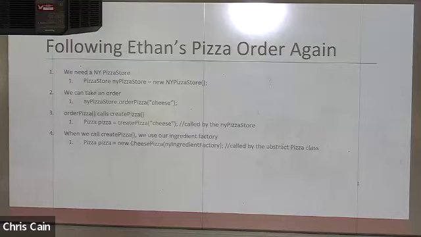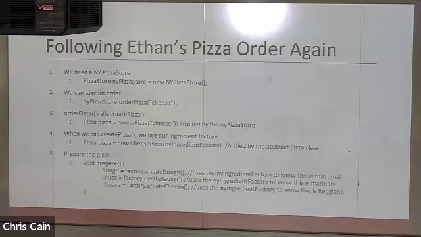Once we're inside of this, we're able to prepare the pizza. So we make the associated dough, sauce, and cheese from our factory. So we create the dough, we create the sauce, and we create the cheese. Since this was done with a New York ingredient factory, we know that the crust is going to be a New York style thin crust. We know the sauce is going to be the New York style marinara sauce. And we know the cheese is going to be the New York style Reggiano cheese.